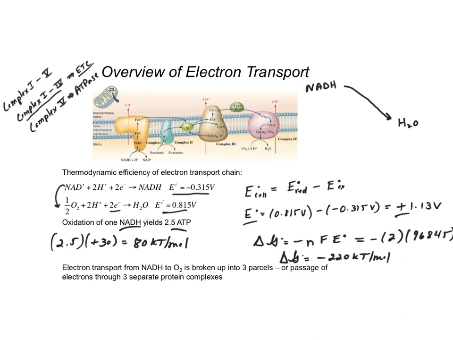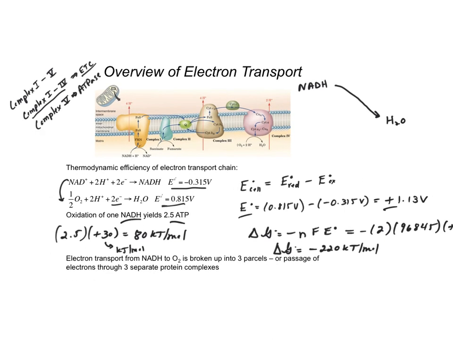Thirty. So to take ADP and combine it with inorganic phosphate to make ATP, that's about what it costs: about 30 kilojoules per mole. That comes from just the phosphorylation of ADP to form ATP.